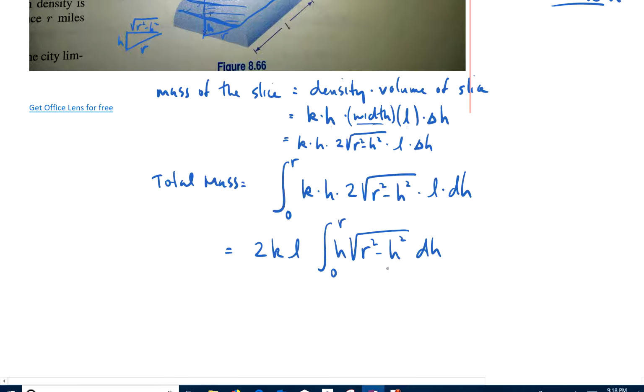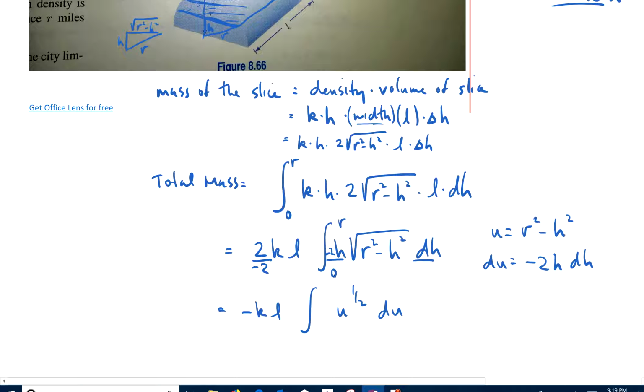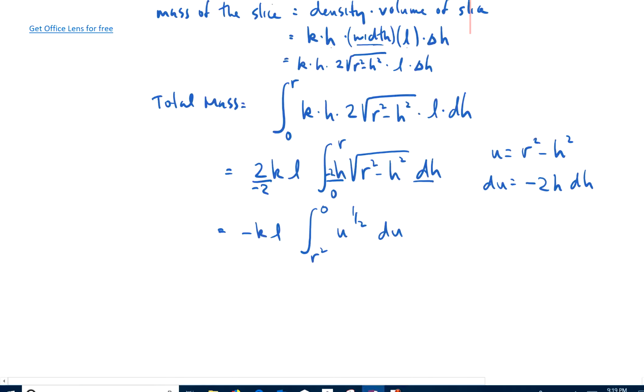Okay. So now, how do I integrate this? h is my variable, r is a constant, so I'm just going to let u equal r squared minus h squared. See, this is one you obviously can't do on your calculator. So the derivative with respect to h, well, that's a constant, so that's 0, minus 2h dh. So I'm going to put in a negative 2 and take out a negative 2. So this becomes negative kL, the integral, negative 2h dh is du, and this becomes u to the 1/2. Got to fix my limits. If h is 0, u is r squared. If h is r, r squared minus r squared is 0. Don't let this freak you out, just keep working it.